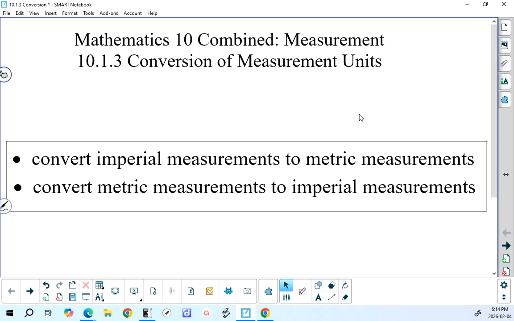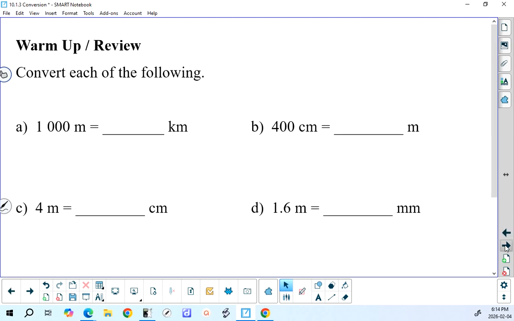We're converting imperial measurements today to metric and the other way around as well. To begin with, just to warm up our brains and to review a few things, we've got a number of conversions to do. And I want to point out to you that we do not have to use ratios to convert within the metric system. We don't. If you want to, you can.